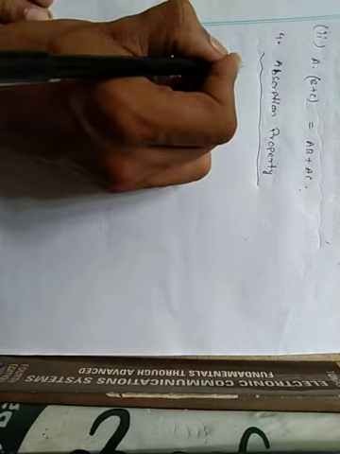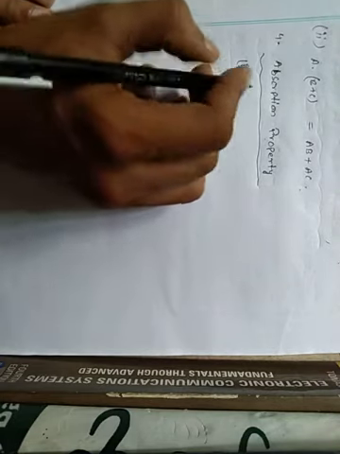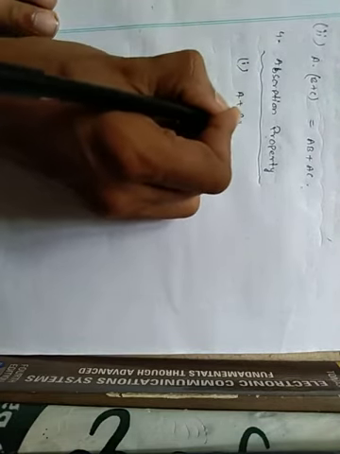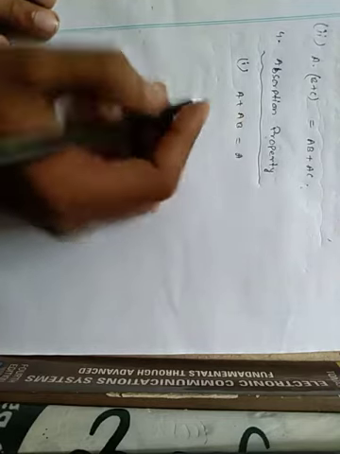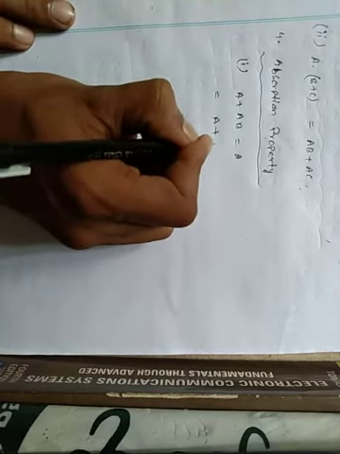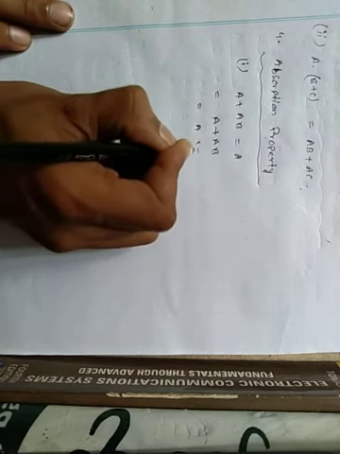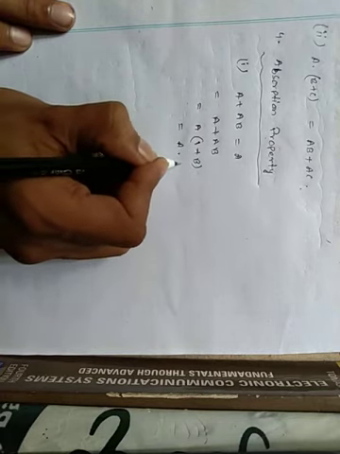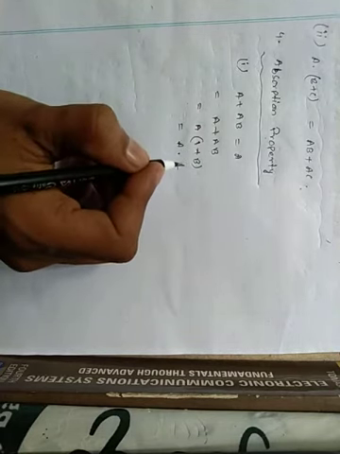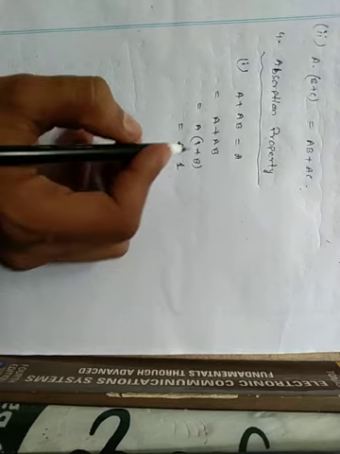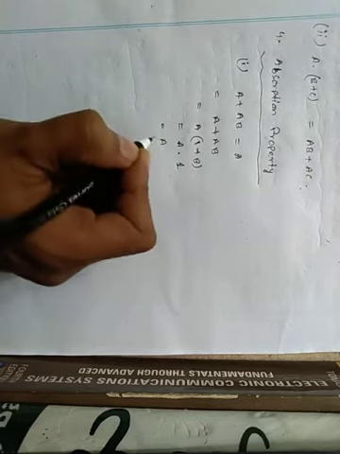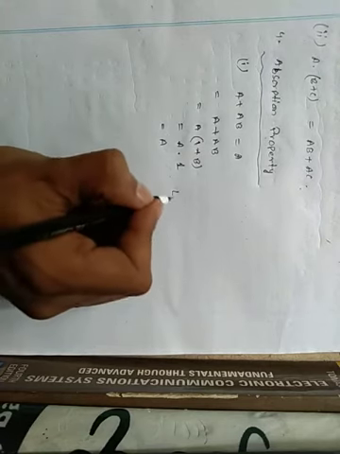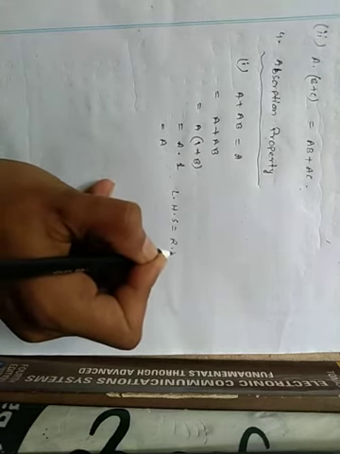Absorption property is the example. The law is A + AB = A. So how is it proved? A + AB, so A is common: A(1 + B). 1 + B = 1, so A into 1 equals A. So the left hand side equals the right hand side, proved.